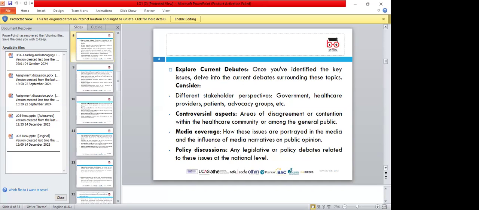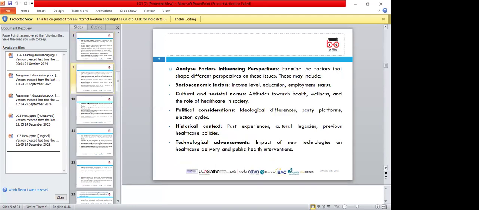Once you are able to do that, you should be able to identify the key issues and dive into the current database surrounding these topics. Consider different stakeholders' perspectives: government, healthcare providers, patient advocacy groups, controversial aspects, media coverage, how these issues are portrayed in the media and influences on media narratives on public opinion, policy discussion. So these are all things that you can look into.